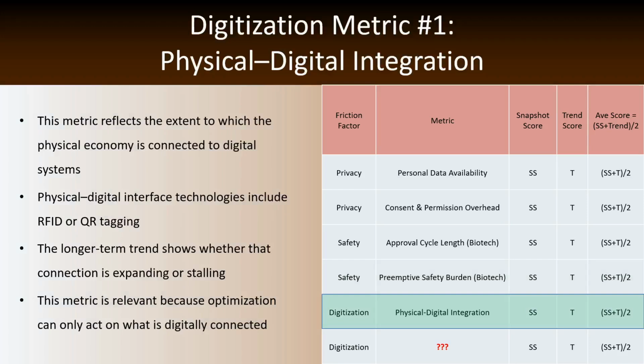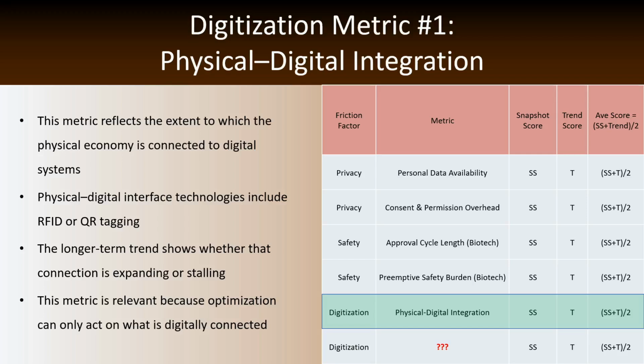Digitization metric number 1, physical-digital integration. The first digitization metric is physical-digital integration. This metric reflects the extent to which the physical economy is connected to digital systems through physical-digital interface technologies like RFID or QR tagging. It's evaluated as a snapshot and trend hybrid. The snapshot captures how much of the physical economy is currently connected to digital tracking or sensing systems, while the longer-term trend shows whether that connection is expanding or stalling over time. Lower integration and slowing trends correspond to higher friction.